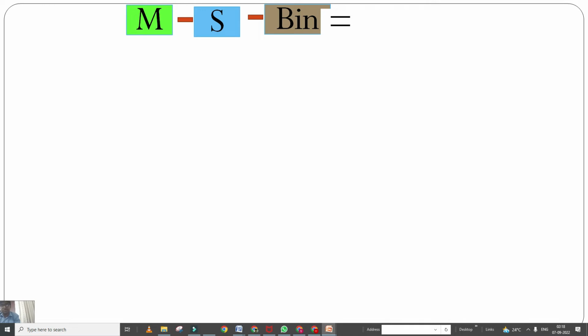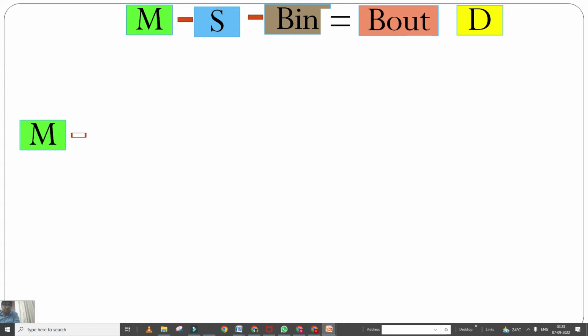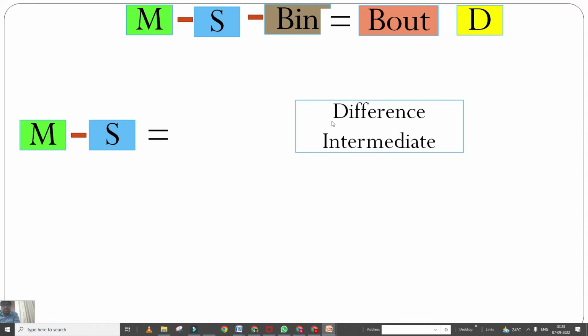And if in any intermediate operation a borrow is generated, we have to consider that borrow, and it will propagate to its next higher bit. So M minus S minus borrow in equals the difference D along with the borrow out. So M minus S, we have to perform it first. Obviously it will generate the intermediate difference and the intermediate borrow 1.